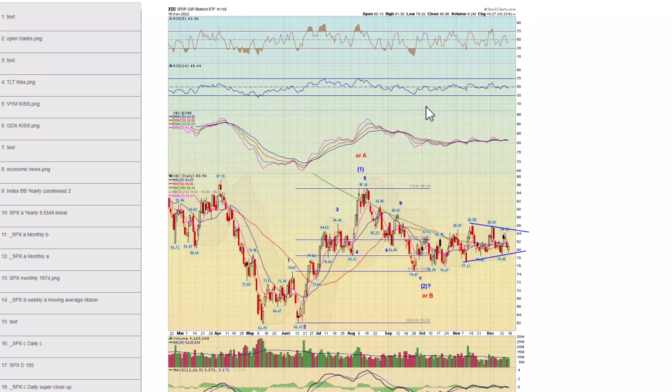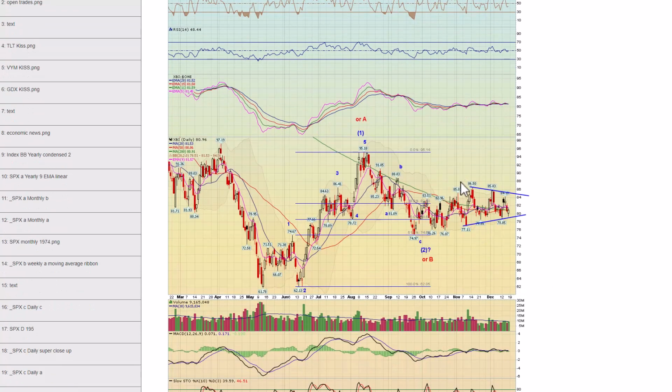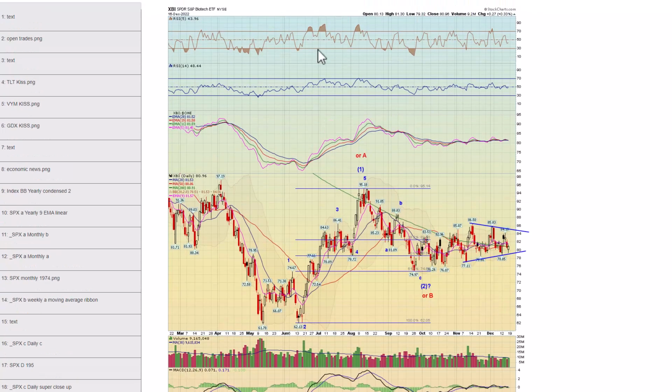Next, chart 43, XBI Biotech. So this has been very choppy since early October. It appears to be forming a coil. I'm going to be watching this week, see which way this breaks.